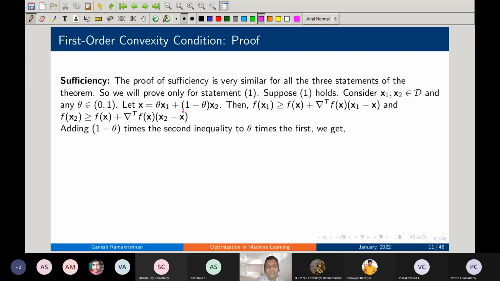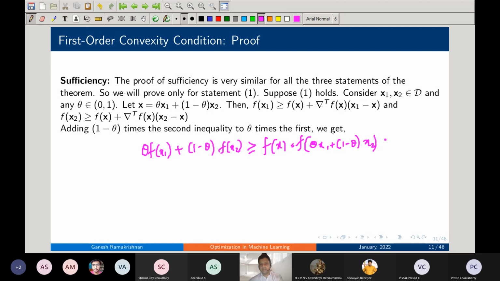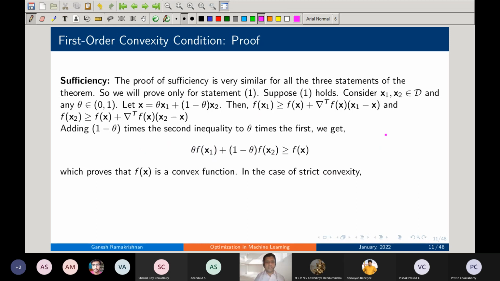The normal inequality will follow very easily. So theta f of x1 plus 1 minus theta f of x2 is greater than or equal to theta f of x plus 1 minus theta f of x, which is f of x. But that x is nothing but theta x1 plus 1 minus theta x2. So this is very simple. This is straightforward. Now, this proves that f is a convex function.